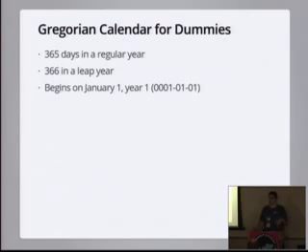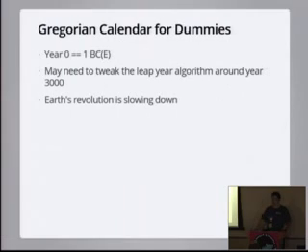So here are the basics. In most years in the Gregorian calendar, we have 365 days. Leap years, we have 366. The beginning of the calendar, its epoch, is year 1, January 1st. Okay? There is a year 0, depending on how you write it, or sometimes that gets written as 1 BC, 1 BCE. There are lots of versions of this. We may need to tweak the leap year algorithm around year 3000 because it turns out that the Earth is actually slowing down its revolution around the sun, so that's something you might want to keep an eye on in your code. If you think your code's going to be running in about 1,000 years from now, maybe just put in some hook for somebody to change that.